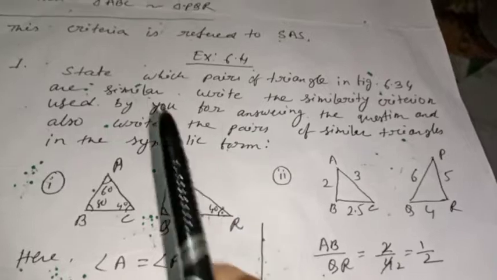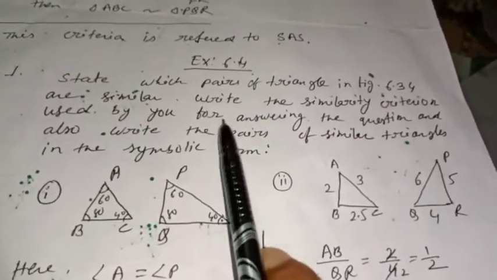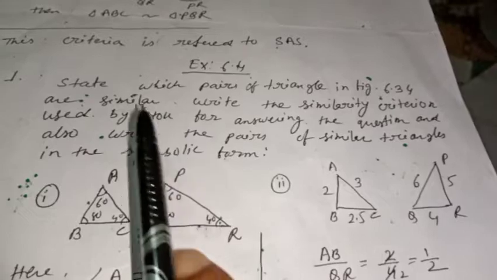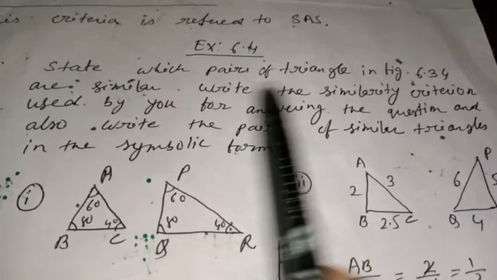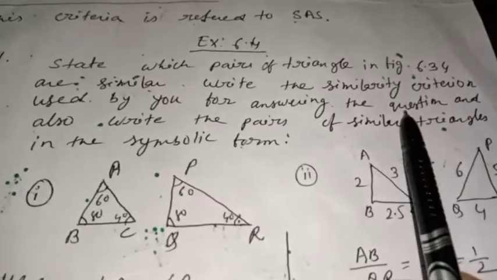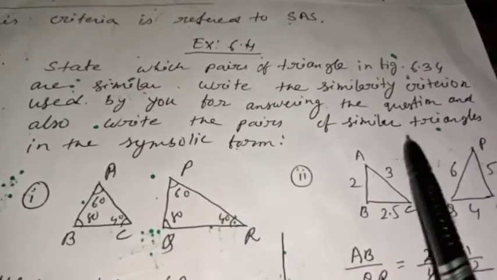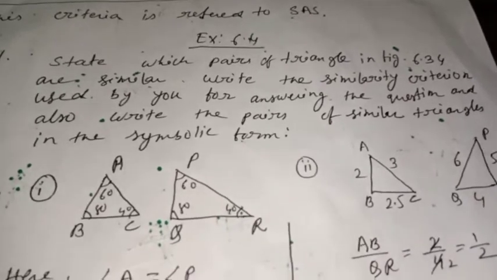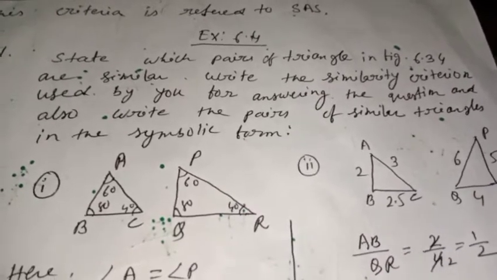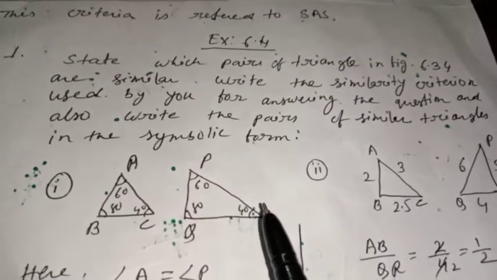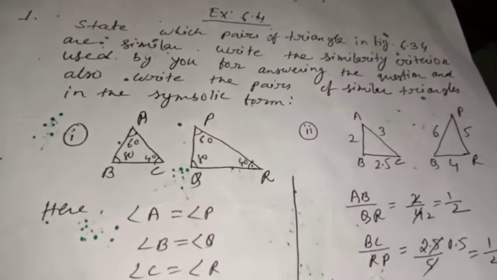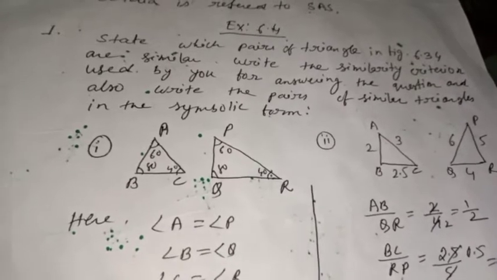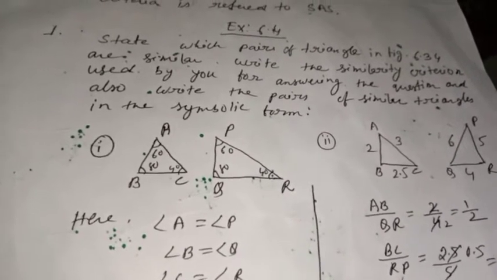Exercise 6.4 is: which pairs of triangles in figure 6.34 are similar? Write the similarity criterion used by you for answering the question, and also write the pairs of similar triangles in symbolic form. Means in your textbook they have given some figures. You have to check whether the two triangles are similar or not. If they are similar, you have to write in symbolic form, and also write the criteria used.